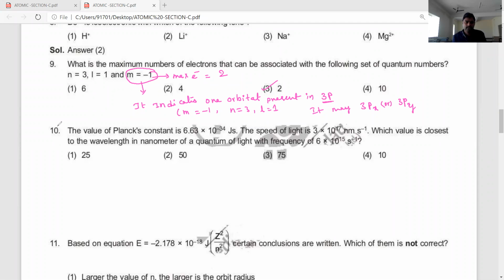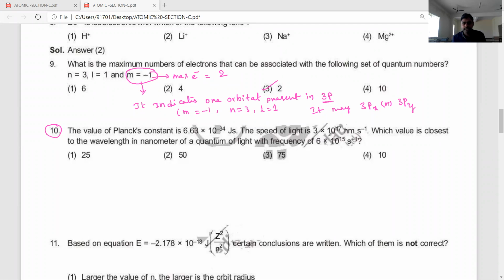Next, let's go for the 10th question. Yes Nishal, very good. Okay, listen. 10th question. The value of Planck constant is 6.63 into 10 to the power of -34 and the speed of light is given. What is the value closest to the wavelength in nanometers, for the frequency they gave?